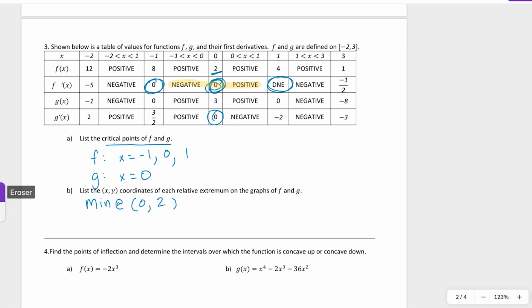Okay, so let me make this very clear. This is for function f. Got a minimum at (0, 2). And then let's see what's happening at x equals 1, where it says f prime doesn't exist. Do we have a sign change? And in fact, we do have a sign change. It's changing from being positive to negative. So we've got a local maximum there.